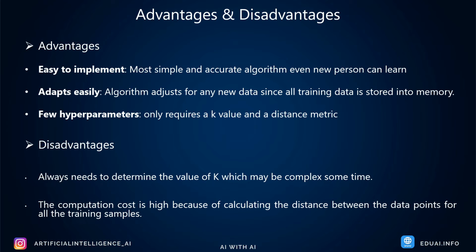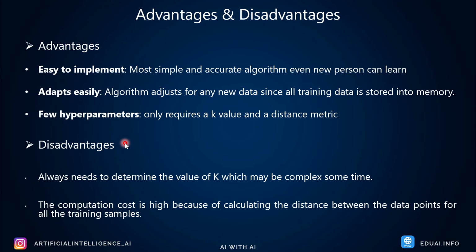All right, last but not least, what are the advantages and disadvantages of the KNN algorithm? As I said at the start of this discussion, the biggest advantage of KNN is that it is the simplest and most accurate algorithm, which even a new person can learn. It adapts very easily: the algorithm adjusts for new data points as they come in, and it just stores the data in memory. It also has very few hyperparameters. We just have to pass the value of k, that is, how many neighbors you want to ask, and which distance metric you are going to use: Euclidean, Manhattan, or Minkowski. The default is Euclidean, if I'm not wrong.